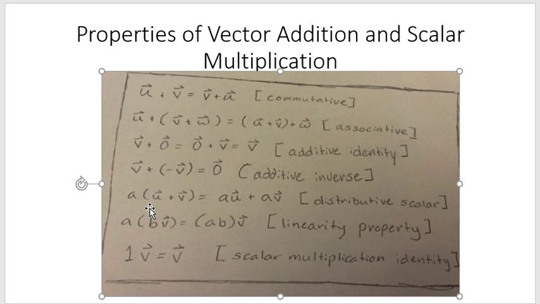Scalar a times open parentheses vector u plus vector v close parentheses equals a times vector u plus a times vector v because that's the distributive property of scalar multiplication. And scalar a times open parentheses scalar b times vector v close parentheses equals open parentheses scalar a times scalar b close parentheses times vector v is the linearity property. And scalar 1 times vector v equals vector v because that's the scalar multiplication identity.